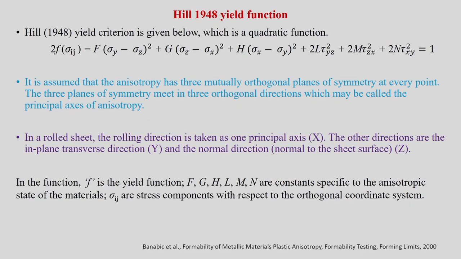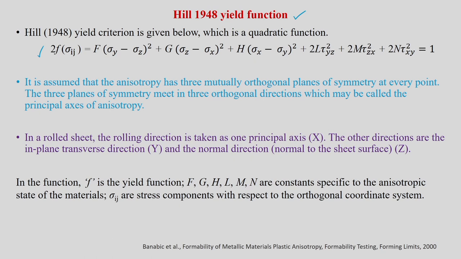So the next one, which is very important for us, is the Hill 1948 yield function. This function is predominantly used. Of course, there are some restrictions to use it. We will see them at the end of this particular yield function before we go ahead to the next yield function. So this Hill's 1948 yield criterion, okay, is also a quadratic function. It is given by this particular expression. Okay, you can look into it.